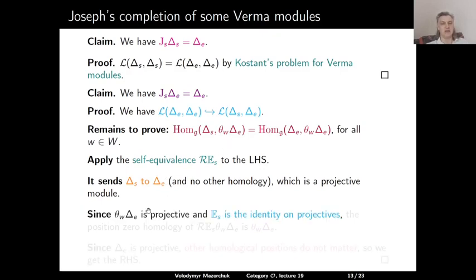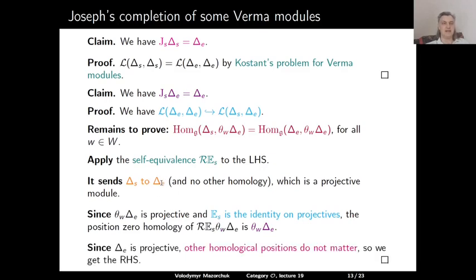Since theta W delta E is a projective module and ES is the identity on projective modules, the position zero homology of RES applied to theta W delta E is theta W delta E. Of course, this functor creates a lot of other homology on the right of the zero position because it's a right-derived functor. However, since delta E is a projective module, homing from a projective module gives us exactly the homology in its position, so the zero homology. So other homological positions do not matter in the computation of the hom, and so we get exactly the right-hand side. So this proves this claim.